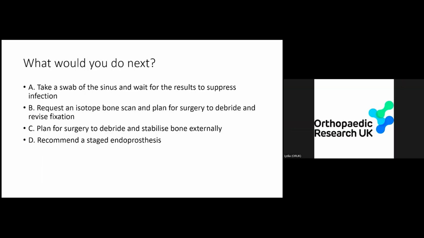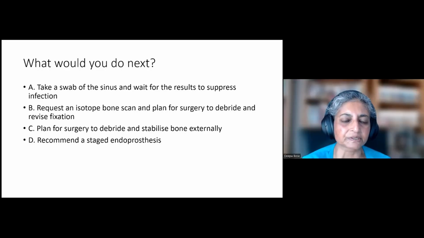Okay, so let's talk through the answers. So take a swab and wait for the results. So as I mentioned in the talk, surface swabs aren't particularly helpful in this situation. So A isn't the answer. B is request an isotope bone scan and plan for surgery. Well, there's really no need for an isotope bone scan in this situation because you have a patient who's discharging frank pus. And you can see that the x-rays show you that you have a loose implant with a displaced fracture. So essentially, that is your diagnosis. You don't particularly need a scan to tell you that it's infected. So B isn't the answer.